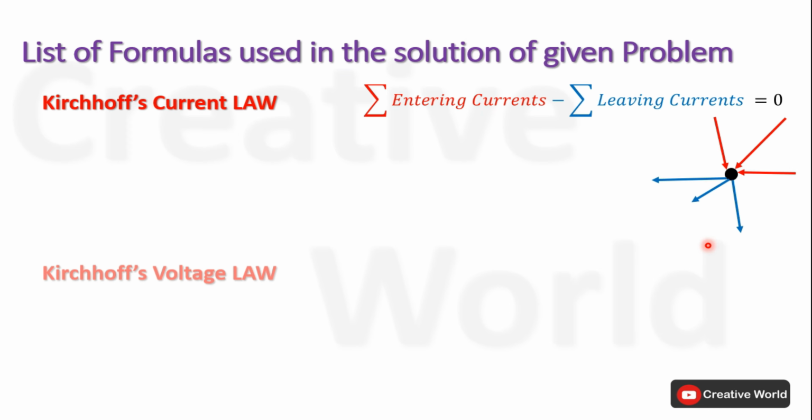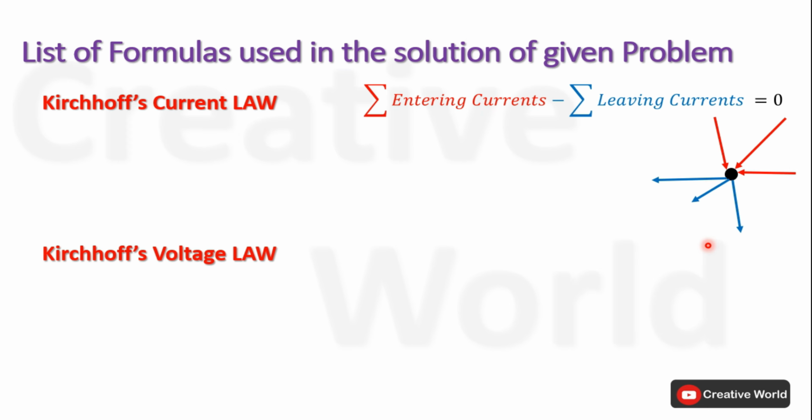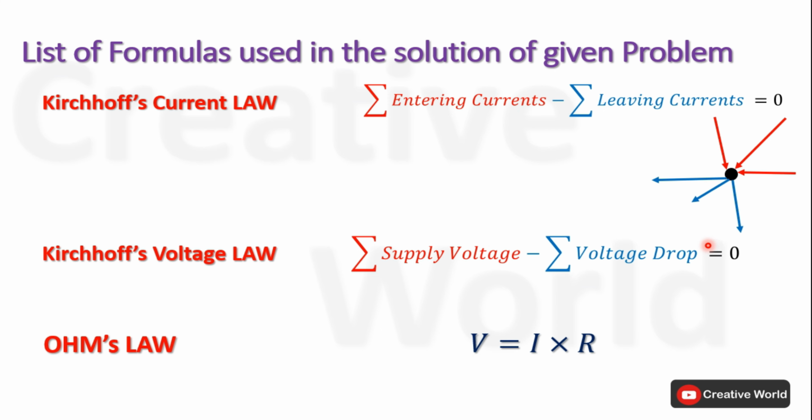We also will be using Kirchoff's voltage law. According to this law, a cumulative supplied and dropped voltage across circuit elements in a closed loop is always equal to 0. Ohm's law will also be utilized while solving this problem. According to this law, voltage across any resistance R is always equal to the product of current through it and the value of resistance itself.